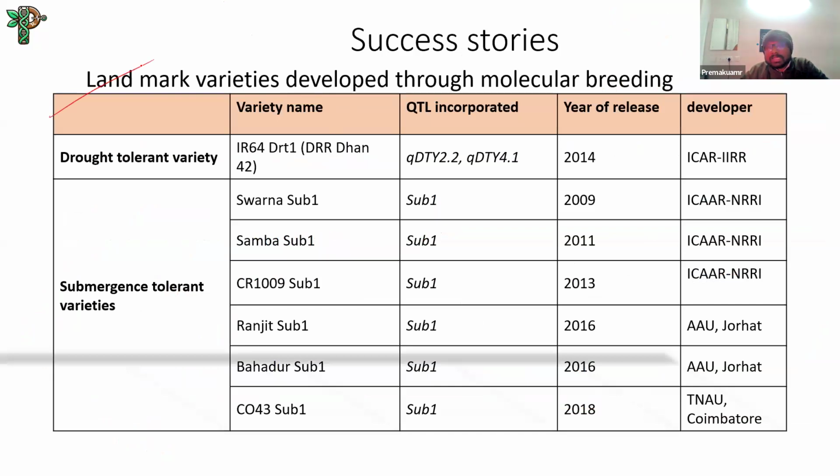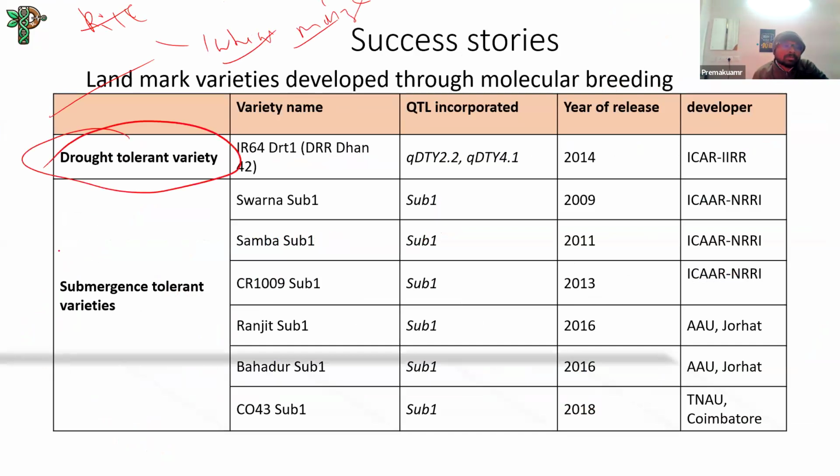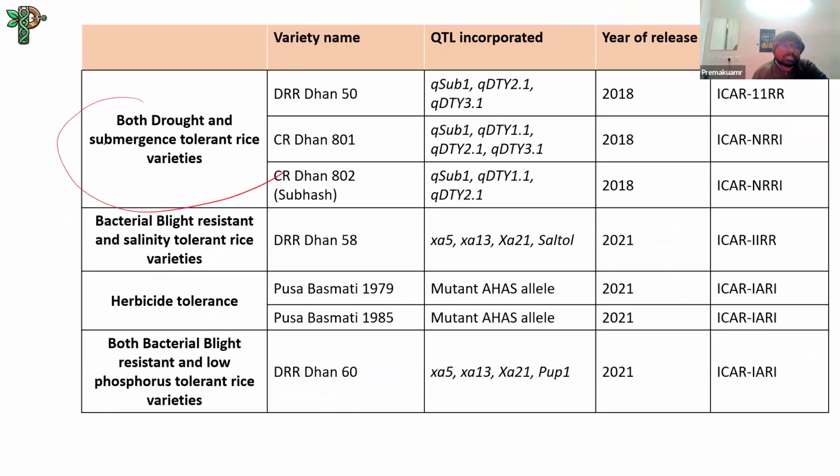Then, what are the landmark varieties developed through molecular breeding, especially in rice? I am discussing only rice. Please go through wheat and maize at least. It's very important. But how to study it? First, you have to check which drought tolerant varieties are there, which submergence tolerant varieties are there, and what is the major gene.